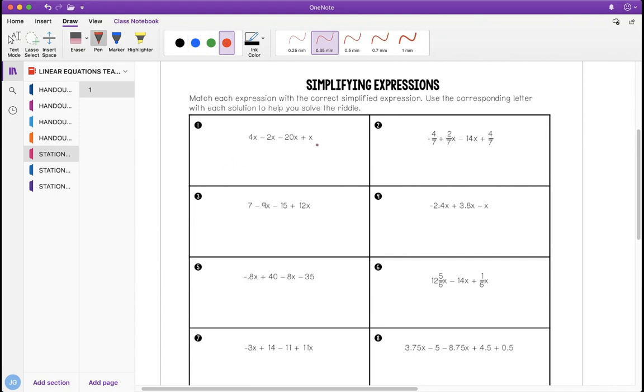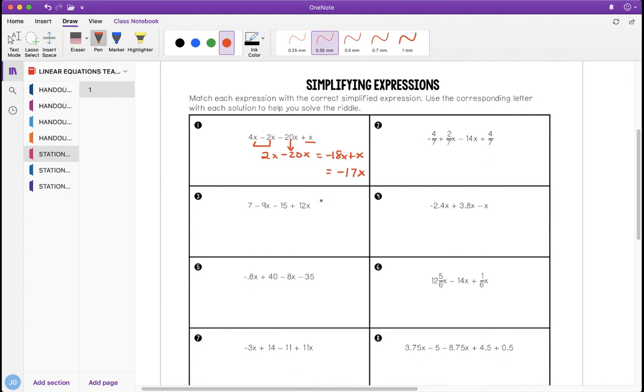So all of these have an x, so I'm just going to go from left to right and solve these out. So 4 minus 2 gives me 2x, and then I'm going to bring down that minus 20x. 2 take away 20 gives me negative 18x, and then I'm going to add this 1x on the end, and it's 1x because there's an invisible 1 in front of it. Negative 18 plus 1 gives me the answer of negative 17x.